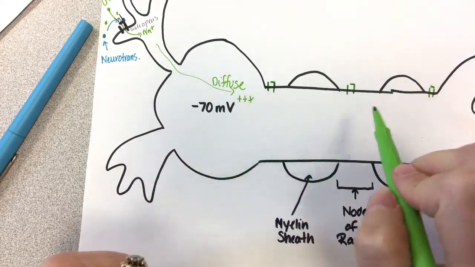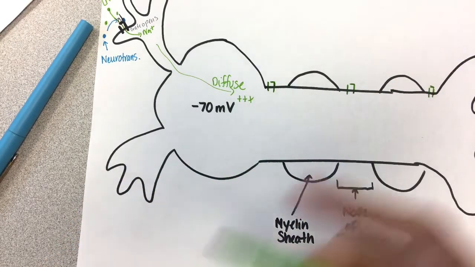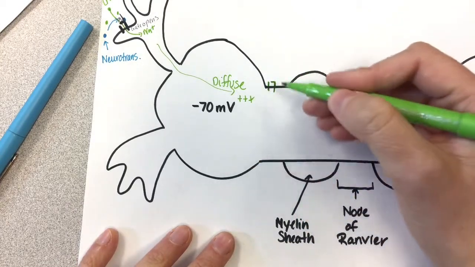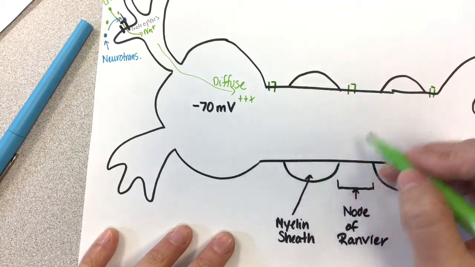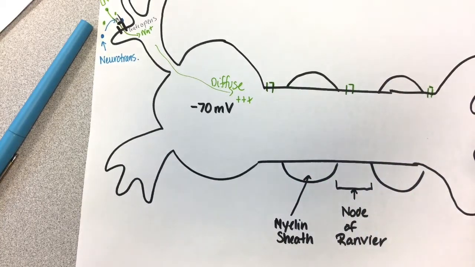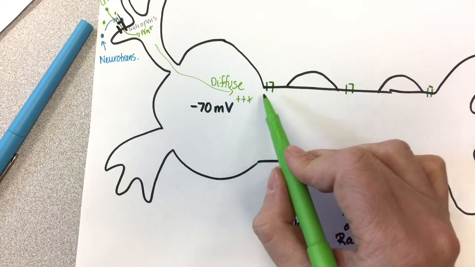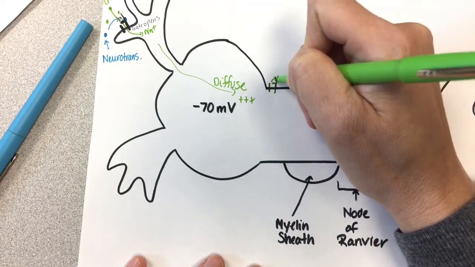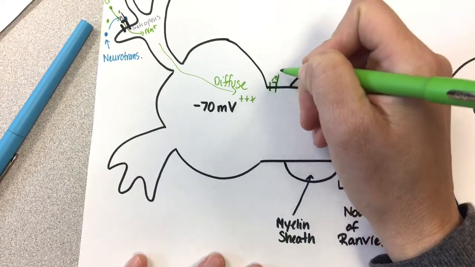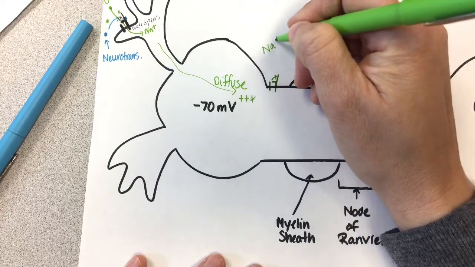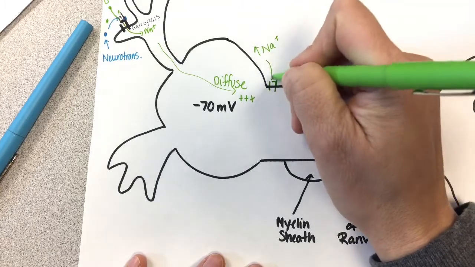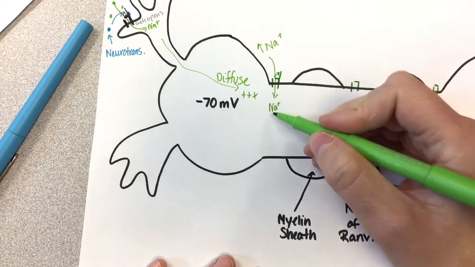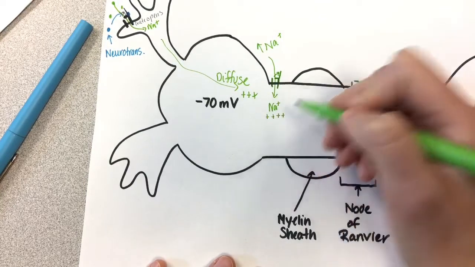So I'm going to put everything sodium in green here. And they're on both sides. And realistically, they're all around. I'm just going to draw one on each node to make it less busy. So what happens is this positive charge reaches this first gate and causes this gate to open. And remember, you have a high concentration of sodium outside, so the sodium diffuses in here. So now the inside of the cell right here becomes positive.